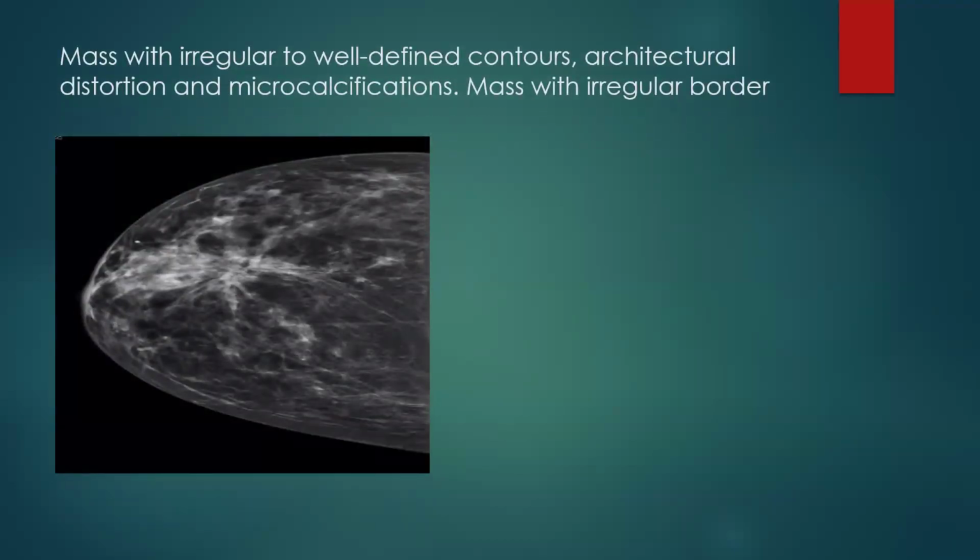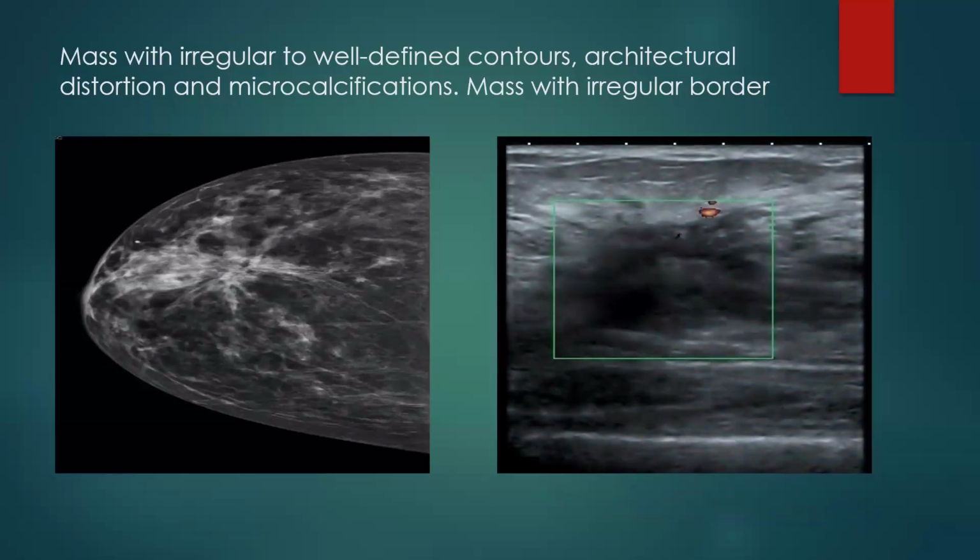The mammogram here shows a mass with irregular to well-defined contours, architectural distortion, and microcalcification. And the ultrasound shows a mass with irregular border and posterior acoustic shadowing.